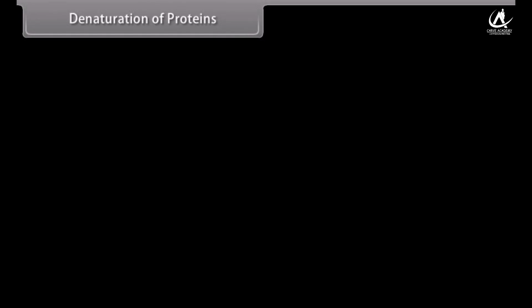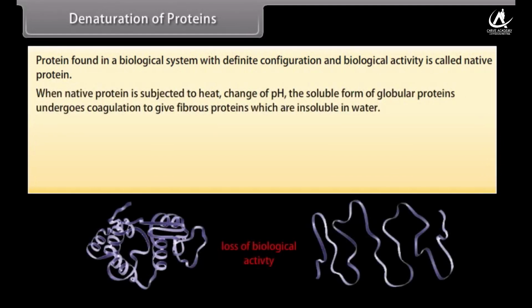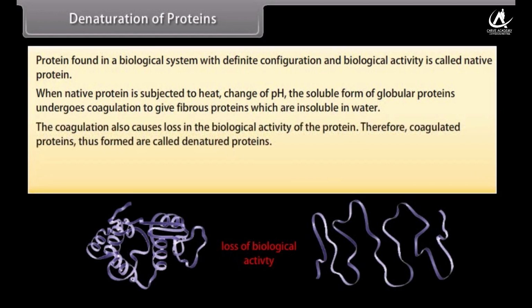Denaturation of proteins. Protein found in a biological system with definite configuration and biological activity is called native protein. When native protein is subjected to heat or change of pH, the soluble form of globular proteins undergoes coagulation to give fibrous proteins which are insoluble in water. The coagulation also causes loss in the biological activity of the protein.